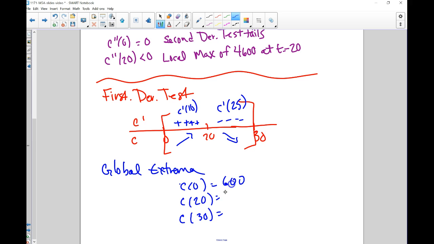So this is 600, this is 4600, we knew that already, and then doing this computation, you get 600 here. So I would actually say this is also a global max, and each of these other ones are global mins.